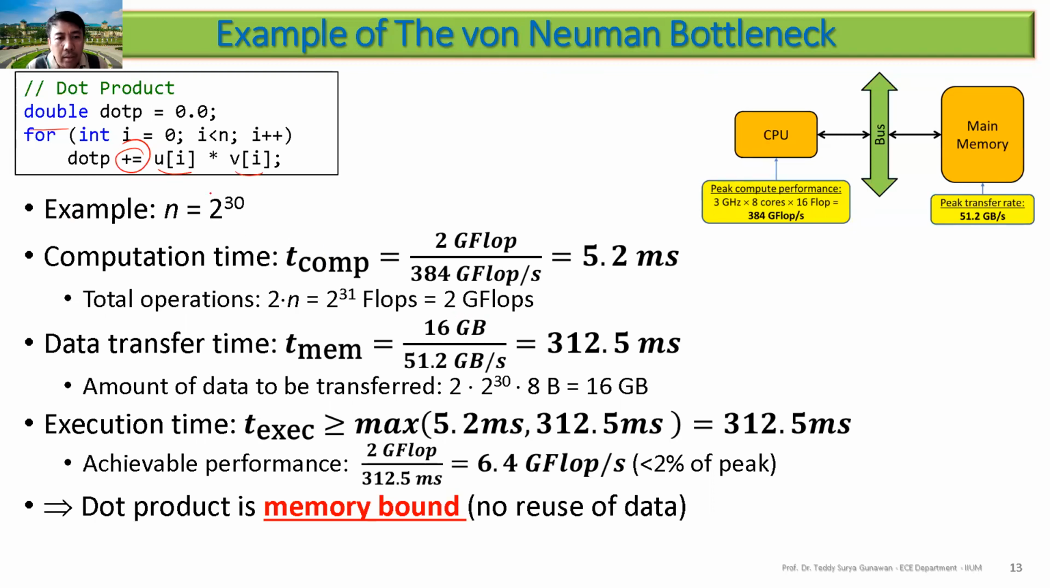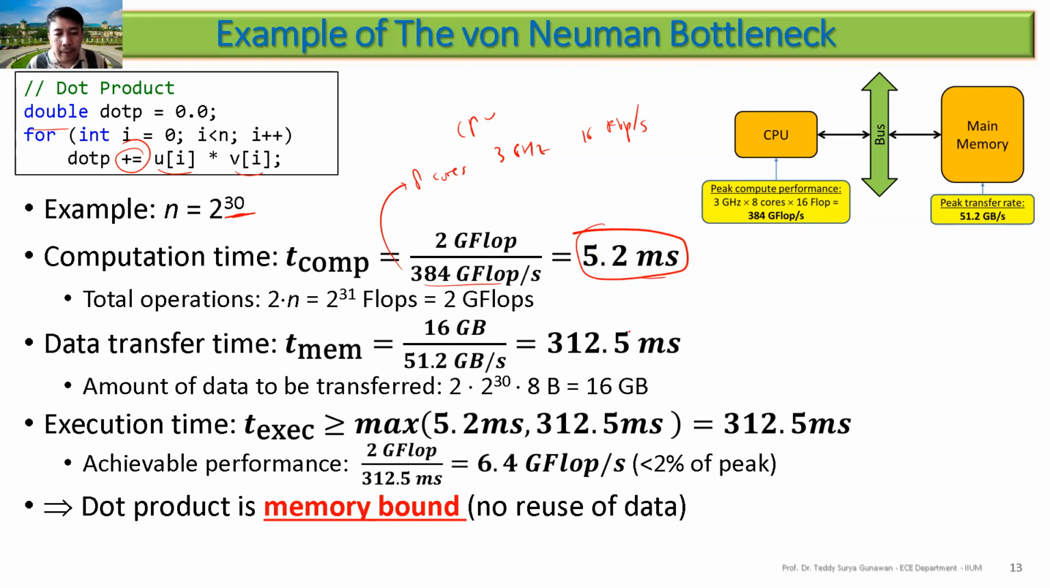So let's see, n is 2 to the power of 30, for example. So this is 30 bits, for example. The computation time required will be 2 gigaflop divided by 384 gigaflop per second. So it requires 5.2 milliseconds, because of the capacity of the 8 cores, 3 gigahertz and 16 flop per cycle of the CPU. So you divide this one, so you have only 5.2 milliseconds.